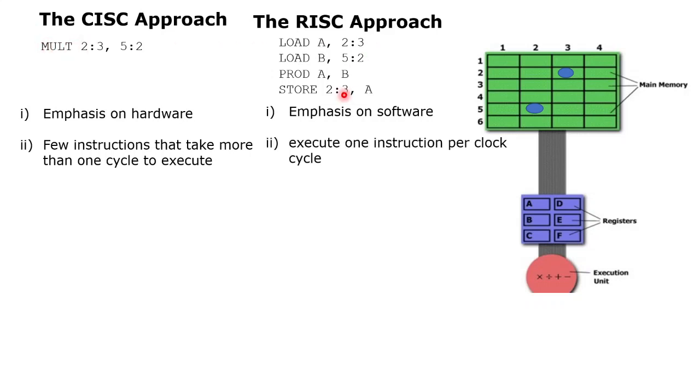But in case of RISC, we execute one instruction per clock cycle. Any instruction will execute in a single clock cycle. Even a product of a comma b, this instruction also will execute in a single clock cycle. Not good for pipelining. Good for pipelining.